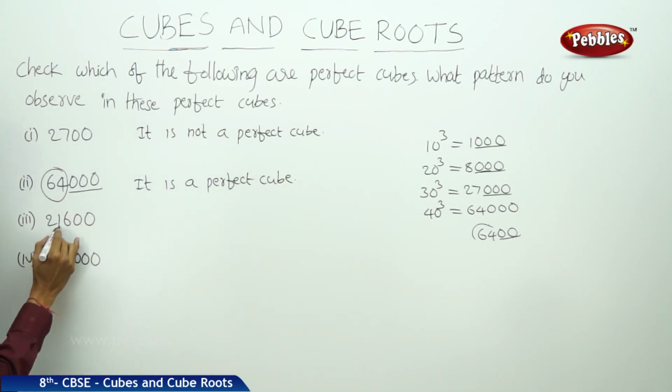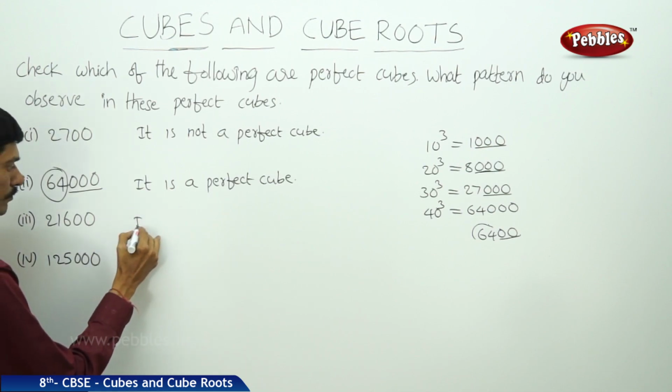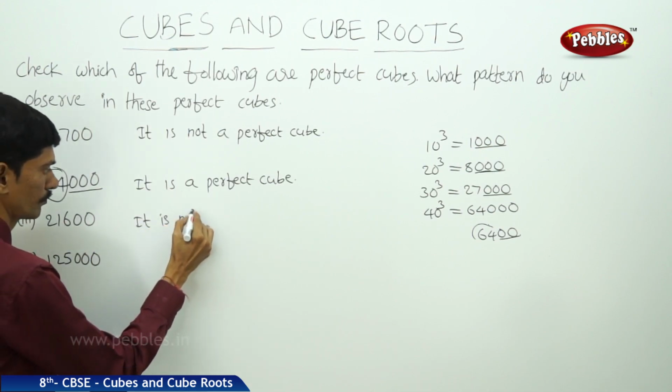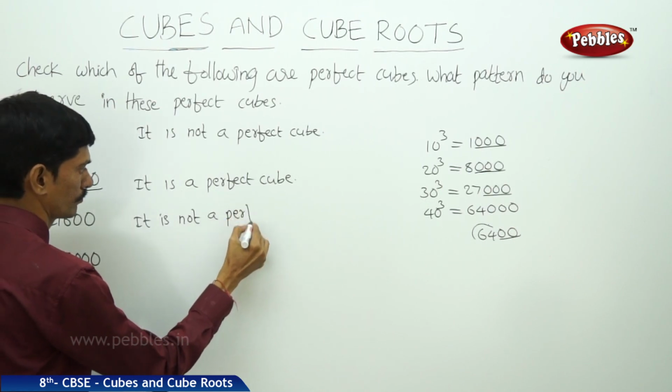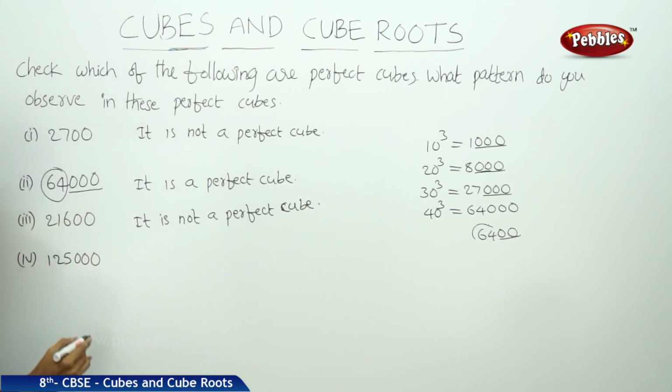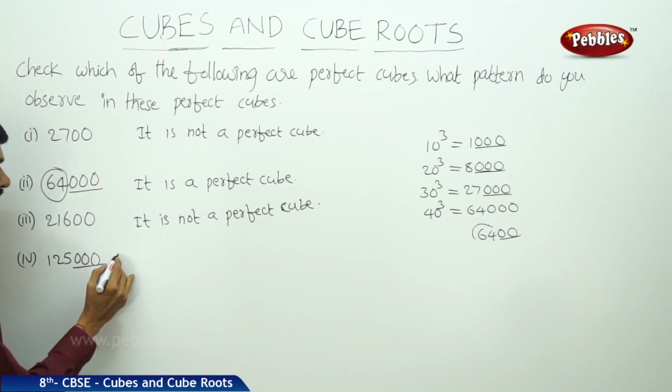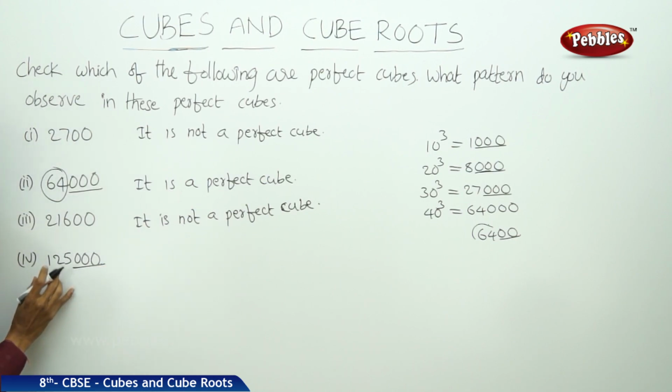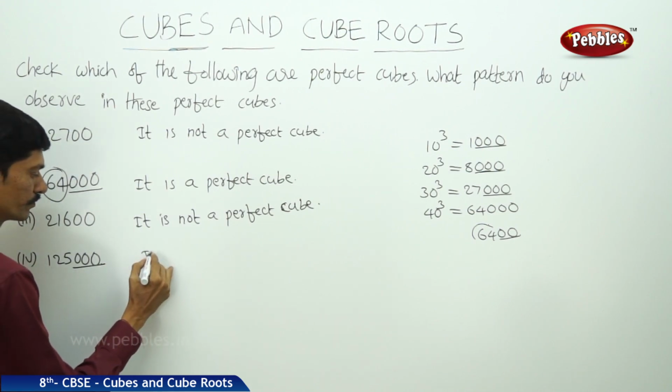Next question, 21,600. It is ending with 2 zeros. Then it is not a perfect cube. Next, 1,25,000. It is ending with 3 zeros, and 125 can be written as 5 into 5 into 5. So every prime factor appears 3 times. So it is a perfect cube.